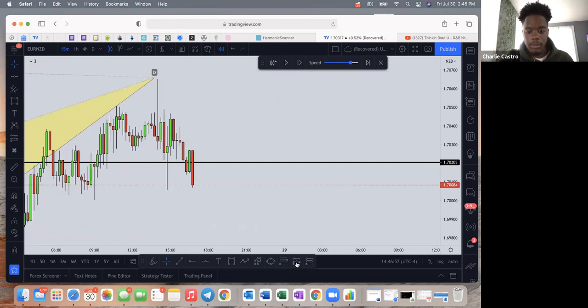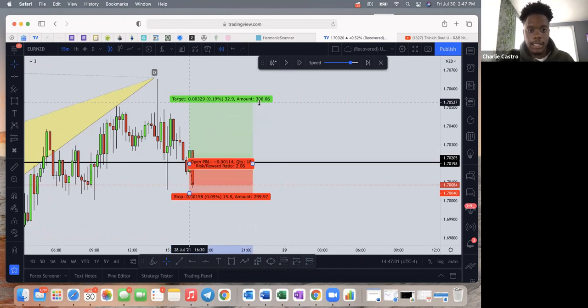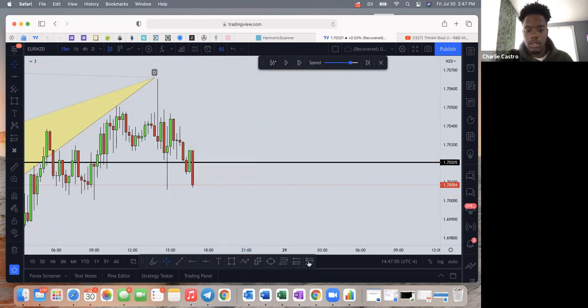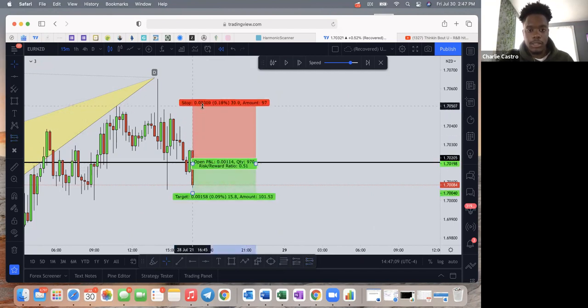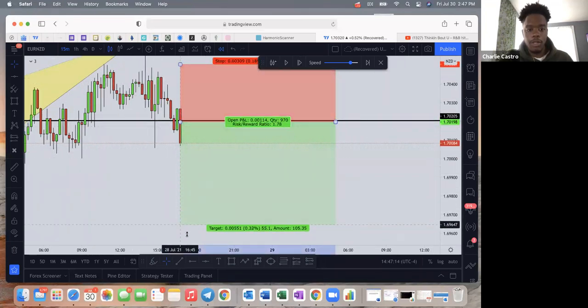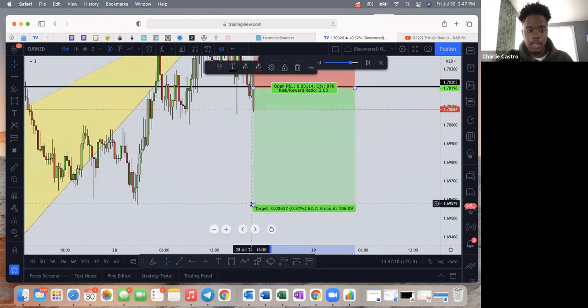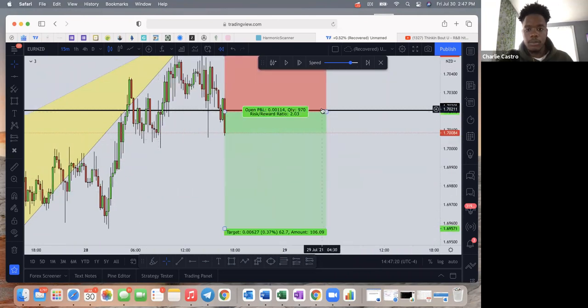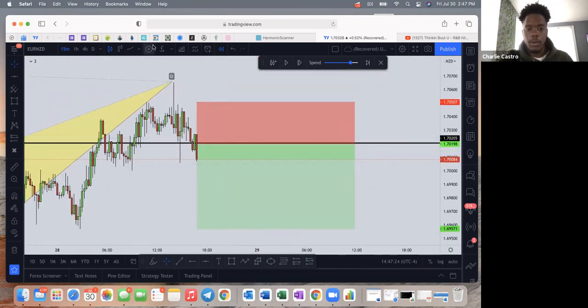So I'm actually going to pull up my risk management tool really quick. And I like to give myself at least a 30 pip stop loss. This is actually the wrong one. I like to give myself a 30 pip stop loss on all my trades. Okay, so let's move this down, move our target, our reward, maybe right around that pullback right there. We're going to move this a little further out.